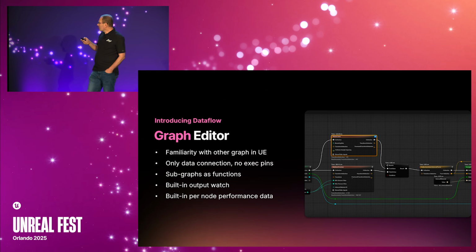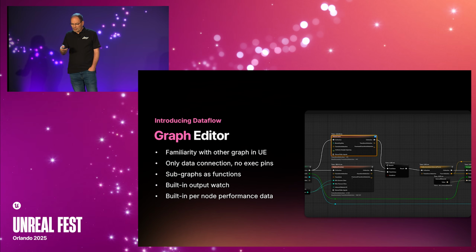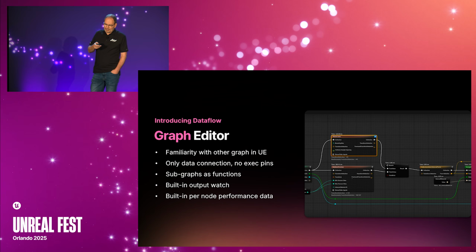output watch. So as you can see on the two nodes on the left, you can right-click on a pin and say watch this value, and then as the graph evaluates, those values will update in real time. And then we have performance data on top of it, so you can identify which part of your graph is performant or not, if you're looking to generate assets very quickly.